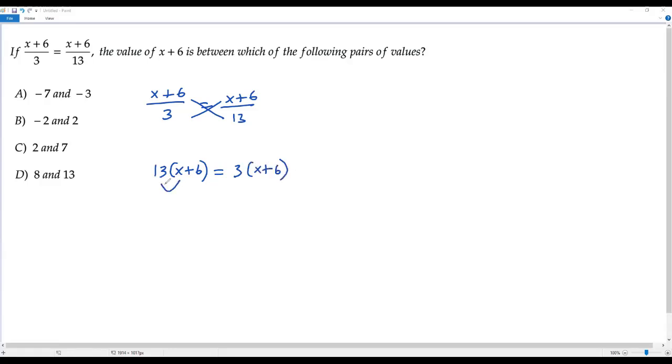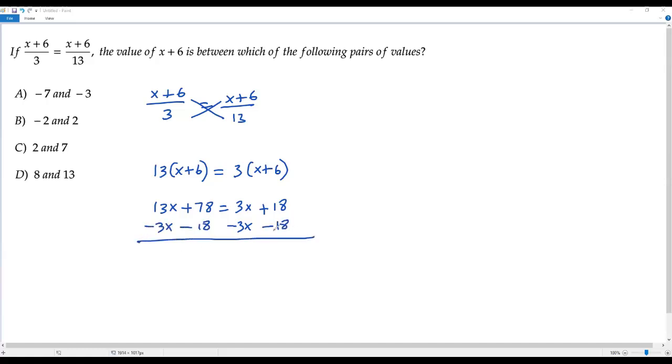Now we can distribute this 13 to x and positive 6. When I do so, I get 13x, and 13 times 6 is 78. When I distribute the 3 to x, it's 3x, and when I distribute the 3 to positive 6, it becomes 18. To simplify this equation further, I'm going to get rid of the 3x and positive 18 on the right side. For that, I subtract 3x from both sides, and also I subtract 18 from both sides.